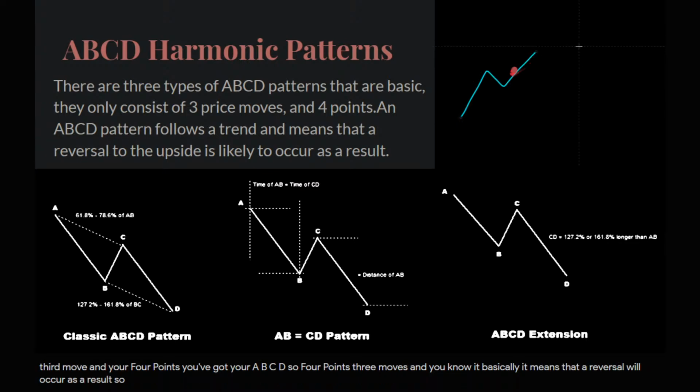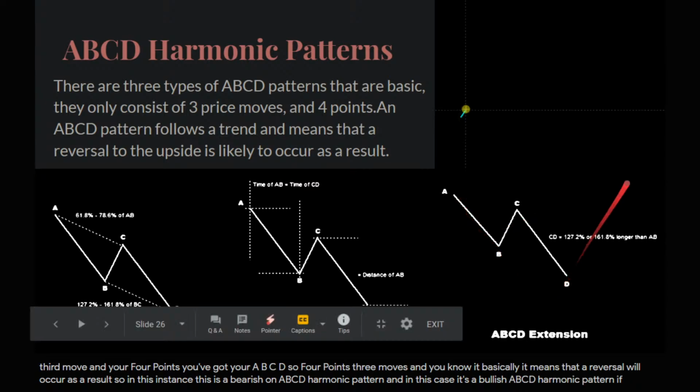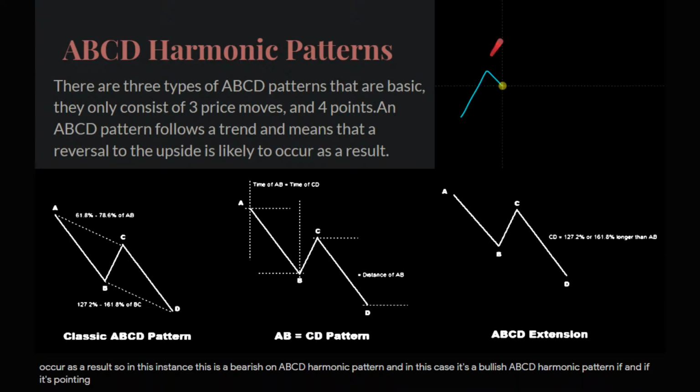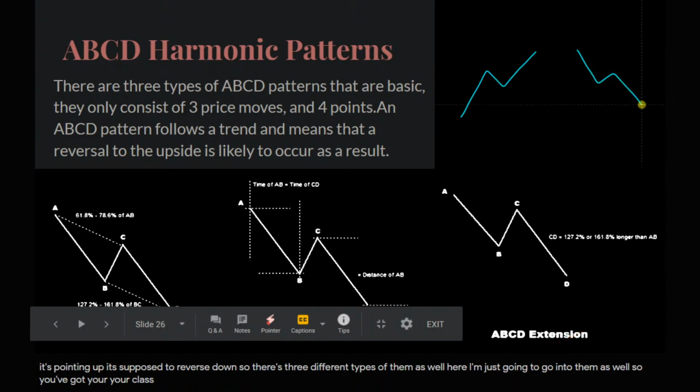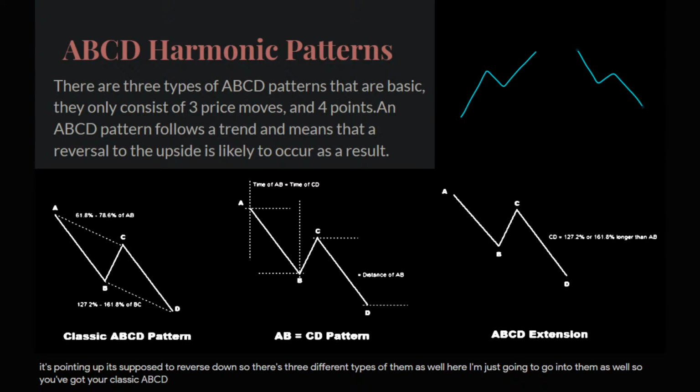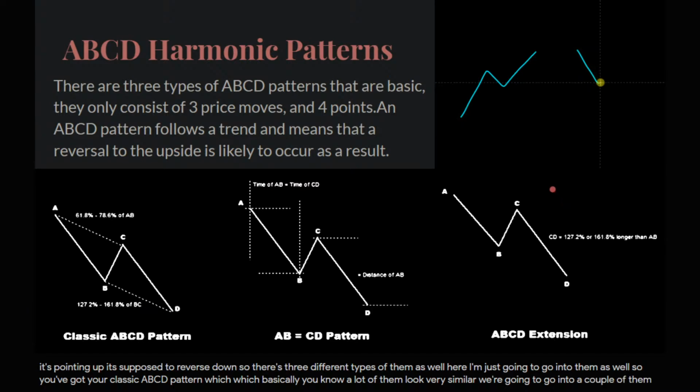So in this instance, this is a bearish ABCD harmonic pattern, and in this case, it's a bullish ABCD harmonic pattern. If it's pointing down, it's supposed to reverse up, and if it's pointing up, it's supposed to reverse down. So there's three different types of them as well here. I'm just going to go into them as well. So you've got your classic ABCD pattern, which basically a lot of them look very similar. We're going to go into a couple of them here though.